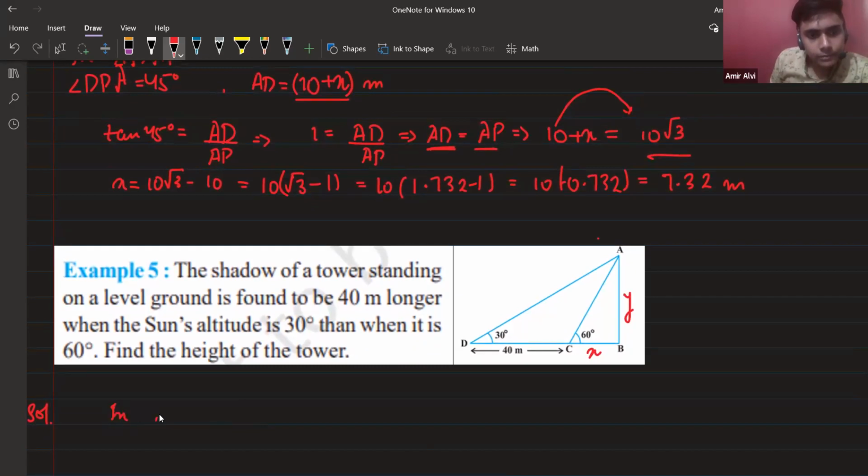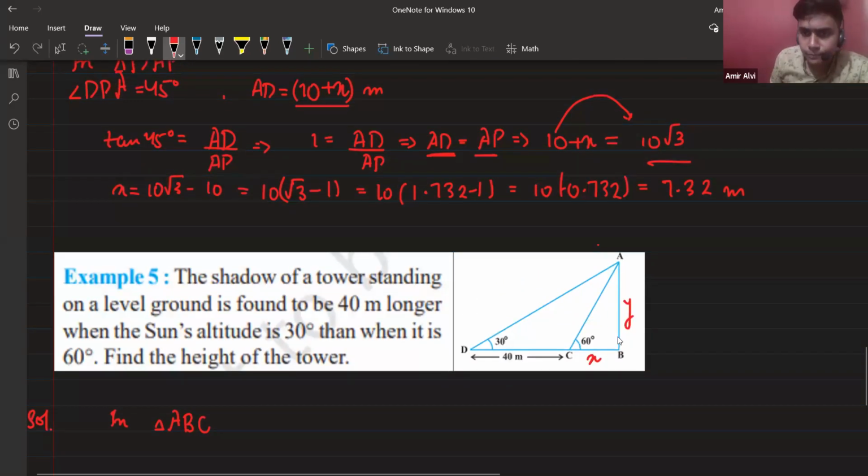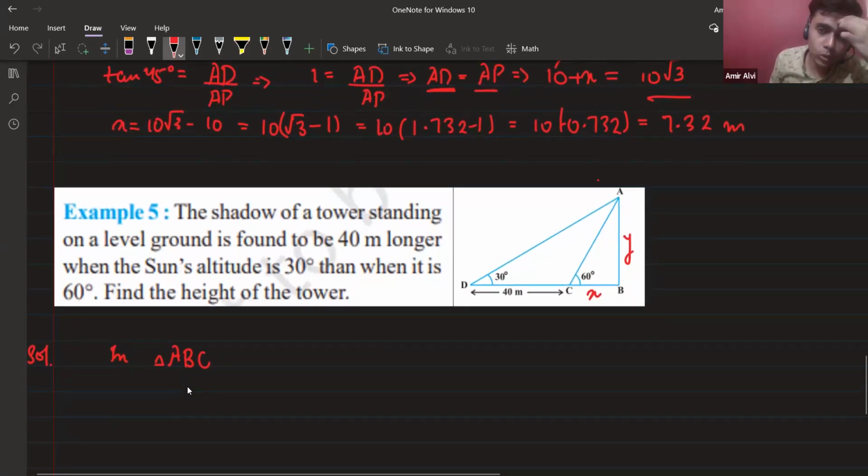In triangle ABC, we have both sides unknown. Yes or no? Everybody, both are unknown, only the angle is given. So I will get one equation from this. Yes or no? Very good. So which ratio should I take so that I can get both the variables in?